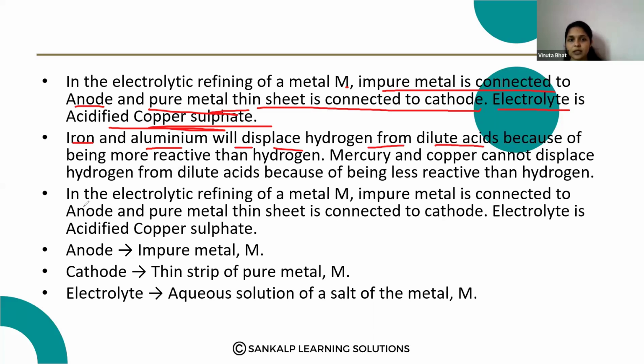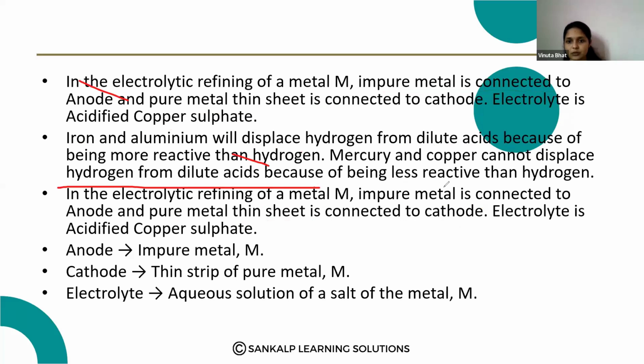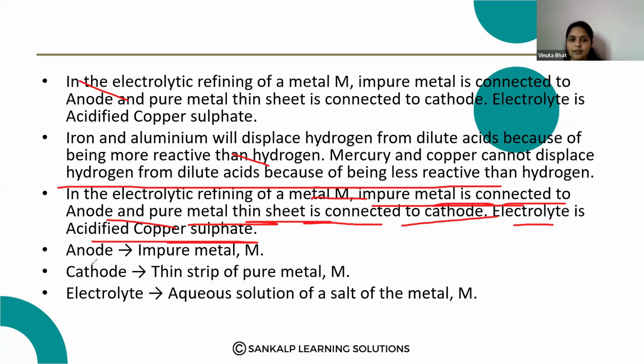In the electrolytic refining of metal M, impure metal is connected to the anode and a pure metal thin sheet is connected to the cathode. So this is the answer for this question. This is very important. The electrolyte is acidified copper sulfate solution. Here you can see which one is used as anode, cathode and electrolyte.